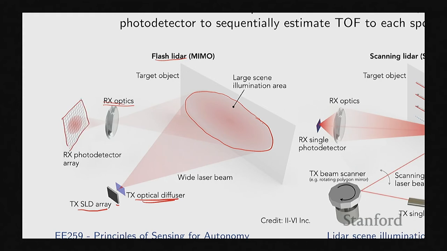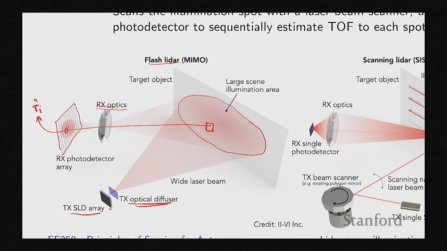So again, it's exactly like a camera. Each pixel here, essentially, if you trace the ray back, it's coming from some small area in the scene. But the difference between a flash LiDAR and a camera is, instead of color, each pixel gives you a tau i or tau hat i, which is the time of flight for that part of the scene. So if you convert the time of flights to ranges, it gives you a depth map instead of a color image. So that's how the flash LiDAR works.